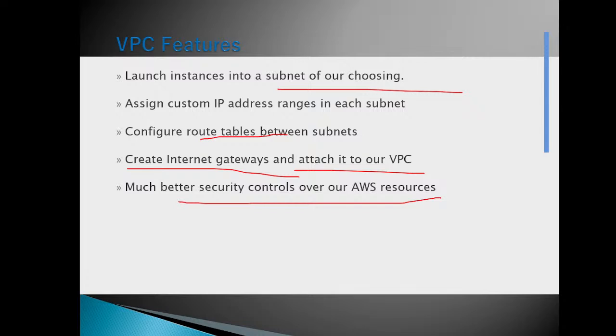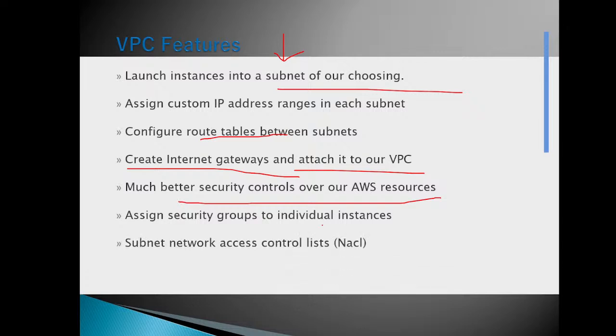It means IP address and subnet are different, right? We'll talk about that in detail, how the networks are divided. It's all connected. Okay. Now assign security group to individual instance. Subnet network access control is NACL. So we'll talk about all these features as we go through further classes.